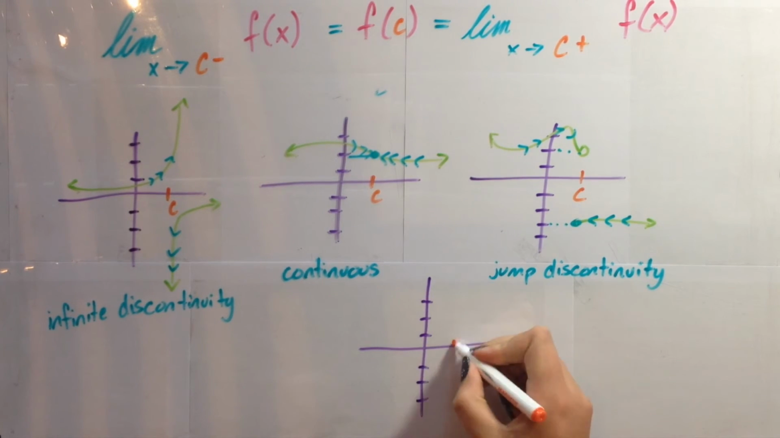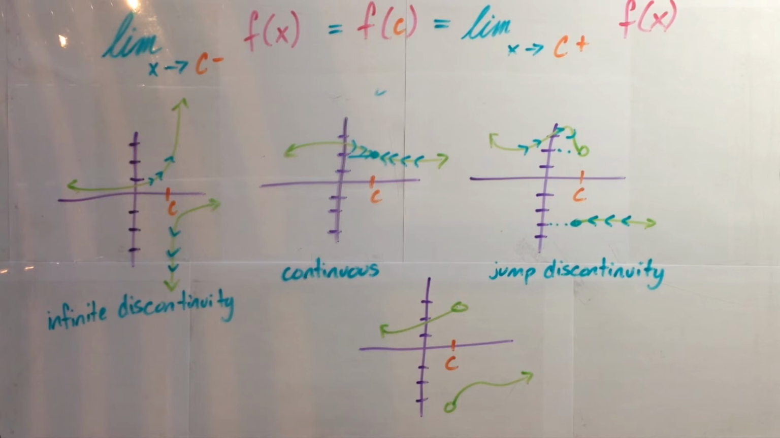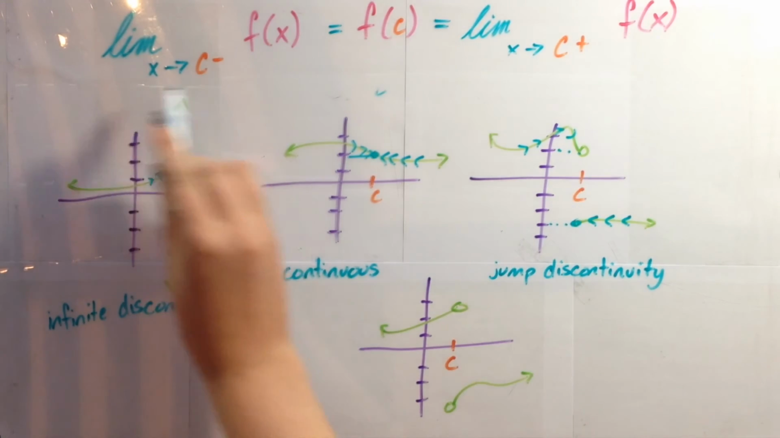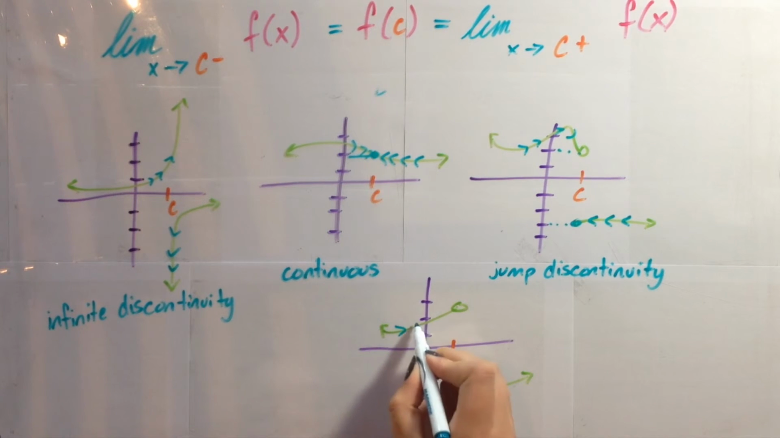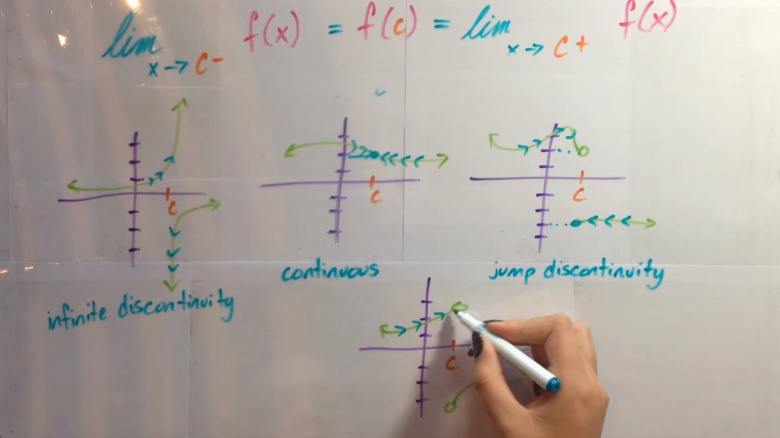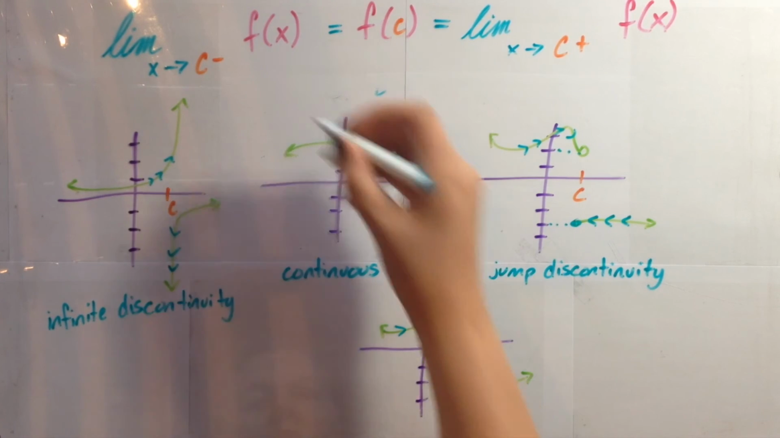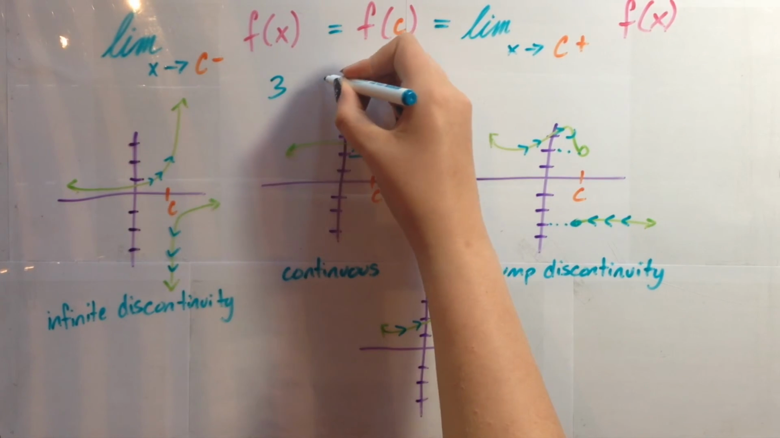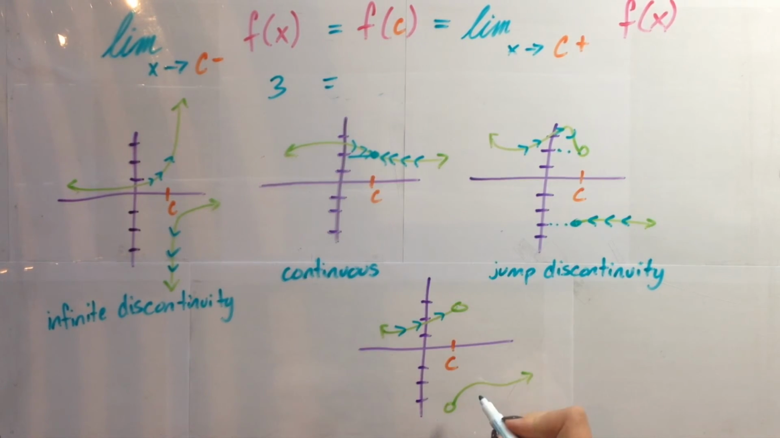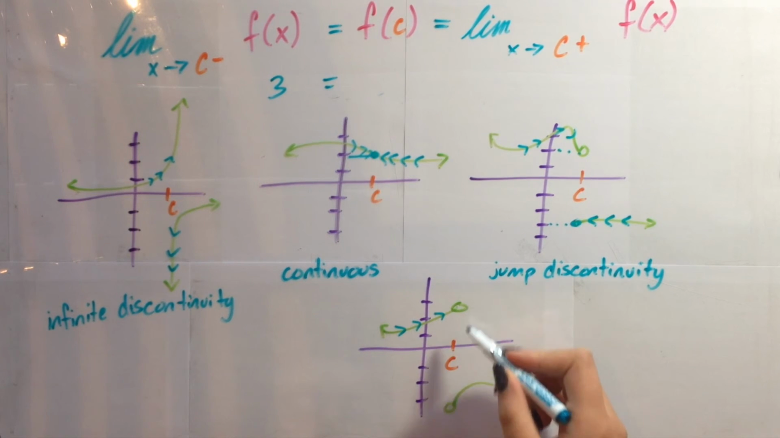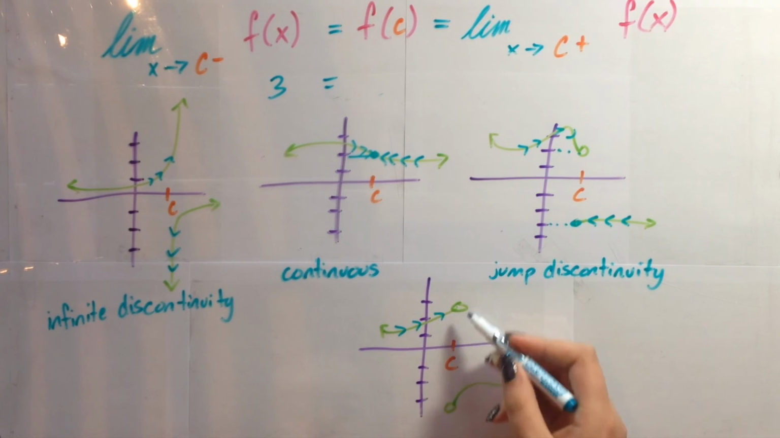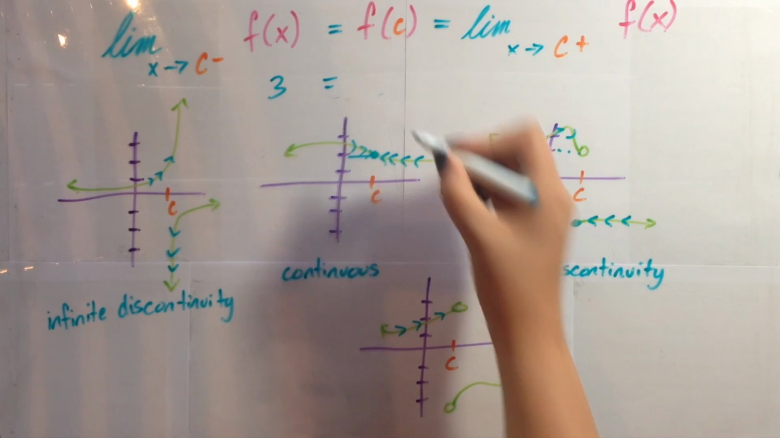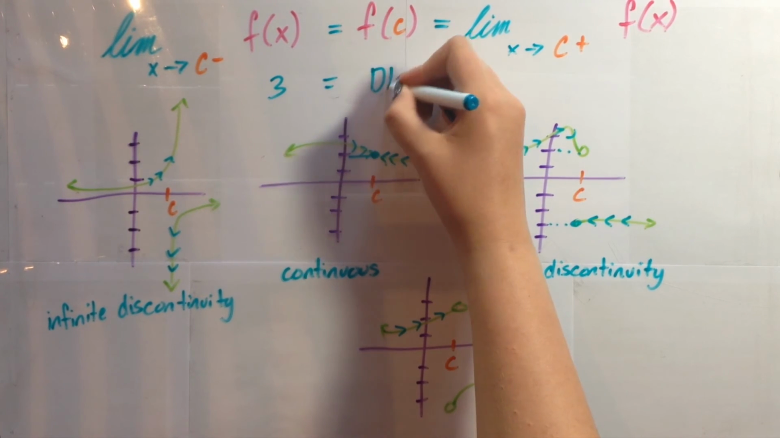So here's our final example. So starting the same way as always, because we have c minus, we're going to start from the left side, moving towards c. Our point here is approximately 3. Next, we're going to look at f of c. Here we have 2 open holes. Therefore, there is no point at c. So we write DNE for does not exist.